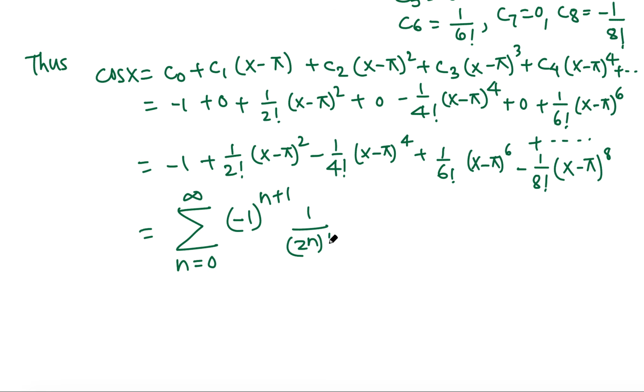So we have 1 over (2n) factorial times (x minus pi) raised to 2n. When n equals 0, we get 0 factorial, and something raised to 0 is 1. And here we get 0 plus 1, just 1. Negative 1 raised to 1 is negative 1, the very first term. When n equals 1, we get the second term, 2 factorial times (x minus pi) raised to 2. So this is the power series for cosine x centered at pi.